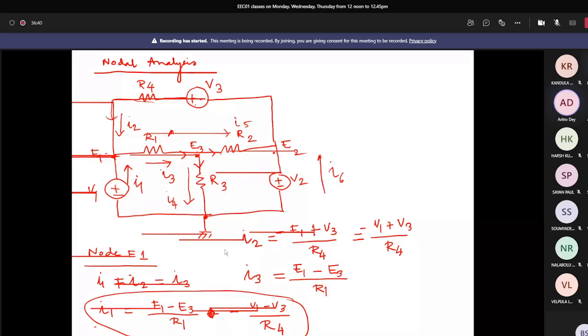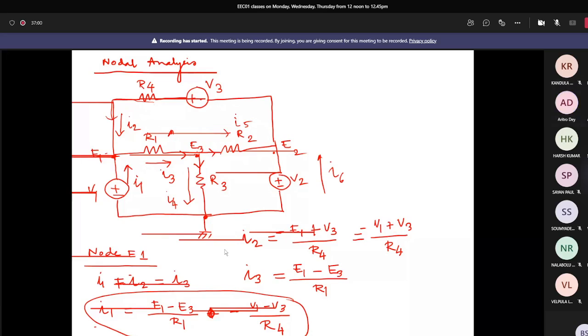Okay, any doubt here, sir? Because resistance is present here, right? It is not directly that R4 is present. But if you look here, I2 is equal to V3 minus V1, because it is flowing from higher to lower.